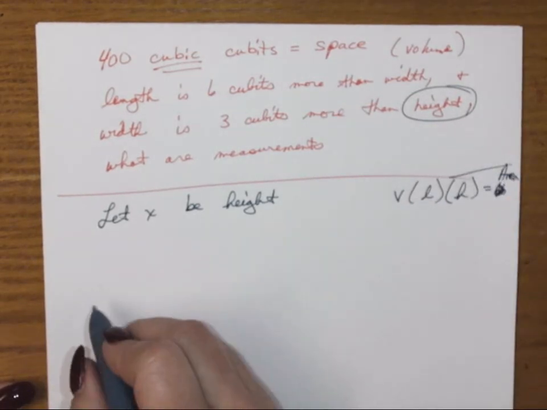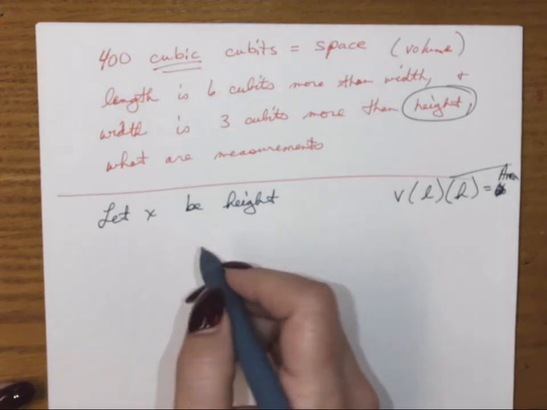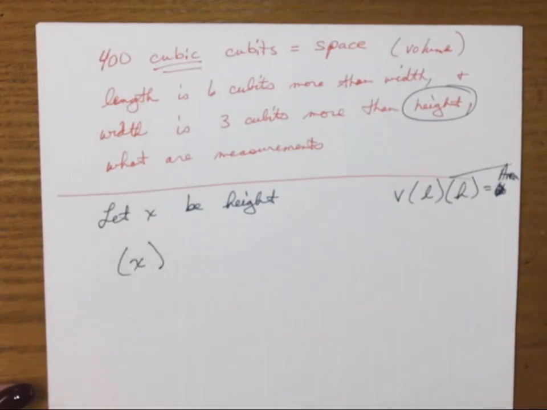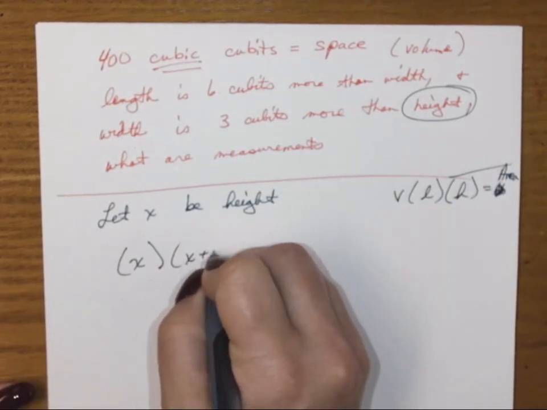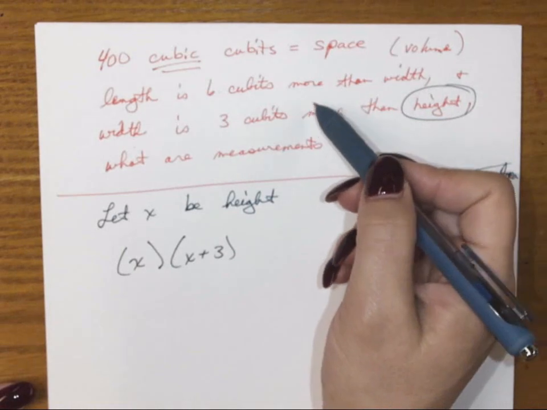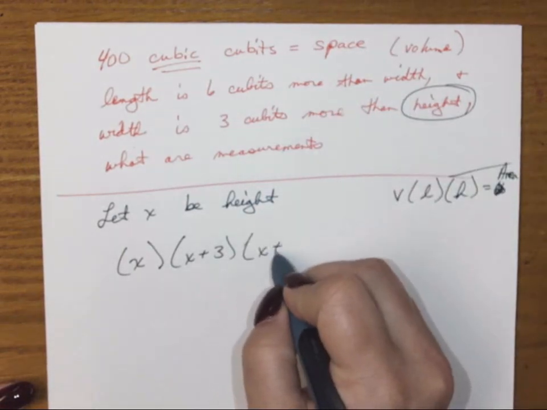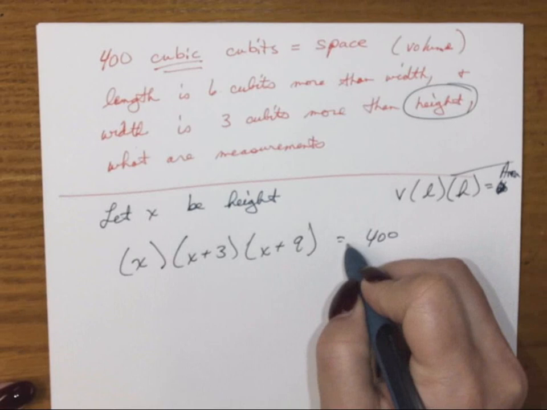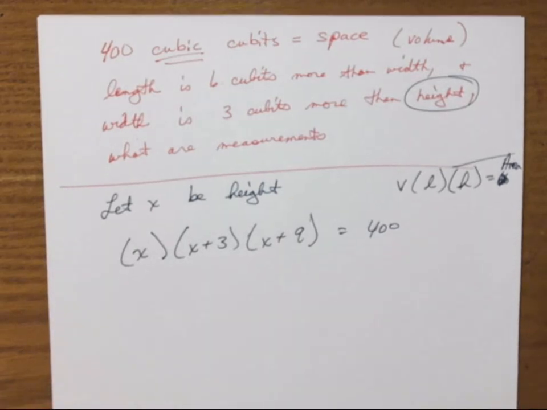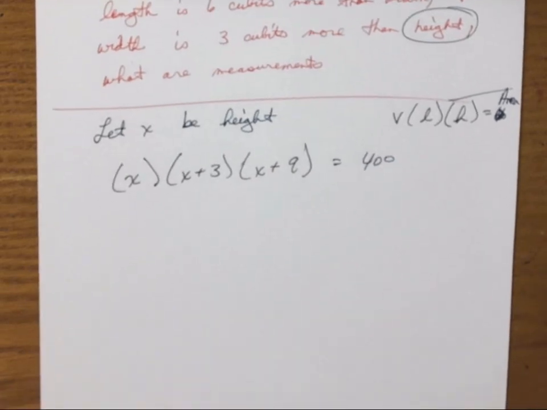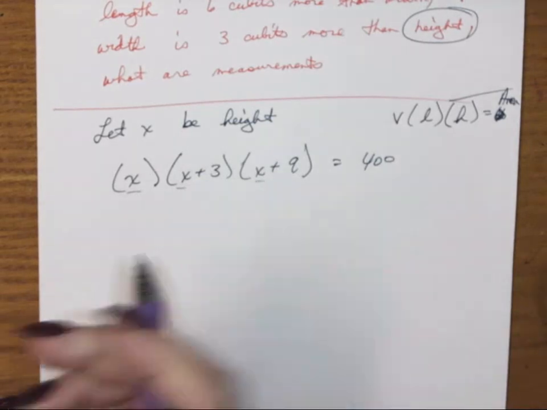For our purposes, that means that if x is my height, and if the width is 3 cubits more than the height, then that guy's going to be x plus 3. And if the length is 6 cubits more than the width, then that's going to be x plus 9, right? And my volume is 400. So just kind of putting together a word problem that you would probably teach in an algebra class if you were teaching in high school. However, the wording and the way that it's represented is a little bit weird. We can see this is going to be a cubic equation, right?